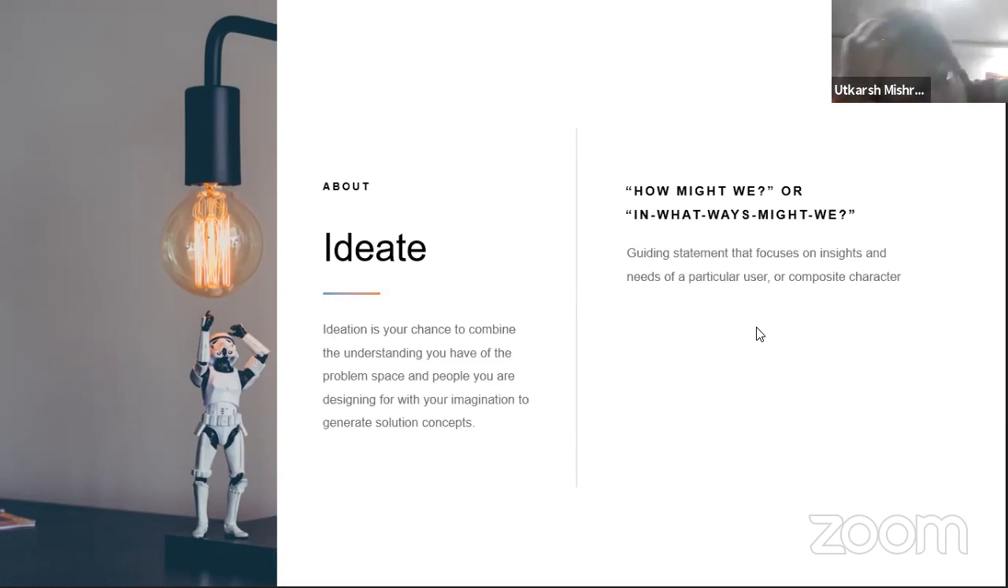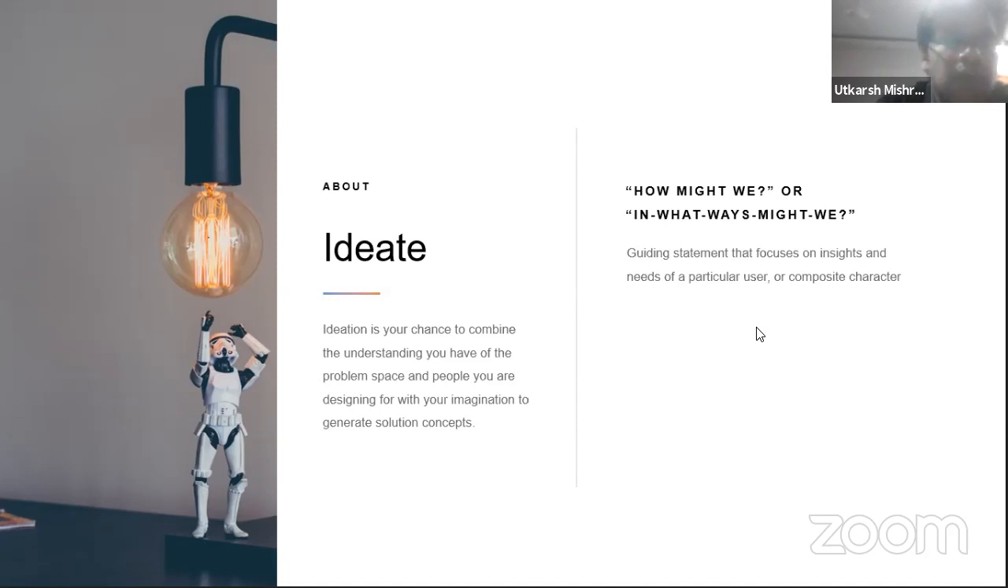Once we understand how we might solve the problem, we will come to the stage where we think in how many ways we might solve this problem. And this can be the guiding statement that focuses on insights for one particular user. In our case, that one user is a daily wage worker, and how might we solve the problem of mobility for that daily wage worker. And the listing of all those 6 or 7 different possible solutions we have already done.